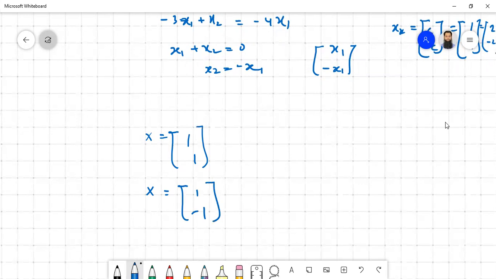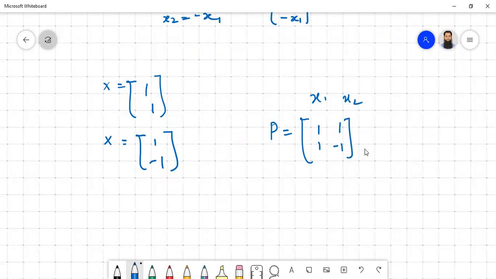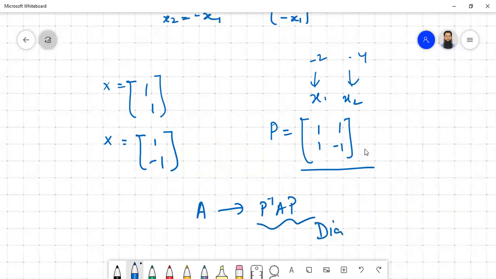Now, what we are trying to say is that if you want to find a diagonal system matrix, we take these two eigenvectors as your P matrix, that is 1, 1, which is x1, and 1, minus 1, which is your x2. So this is corresponding to the minus 2 eigenvalue. This is corresponding to the minus 4 eigenvalue. So if you use this and transform your A matrix into P inverse AP, then this will give you a diagonal matrix.